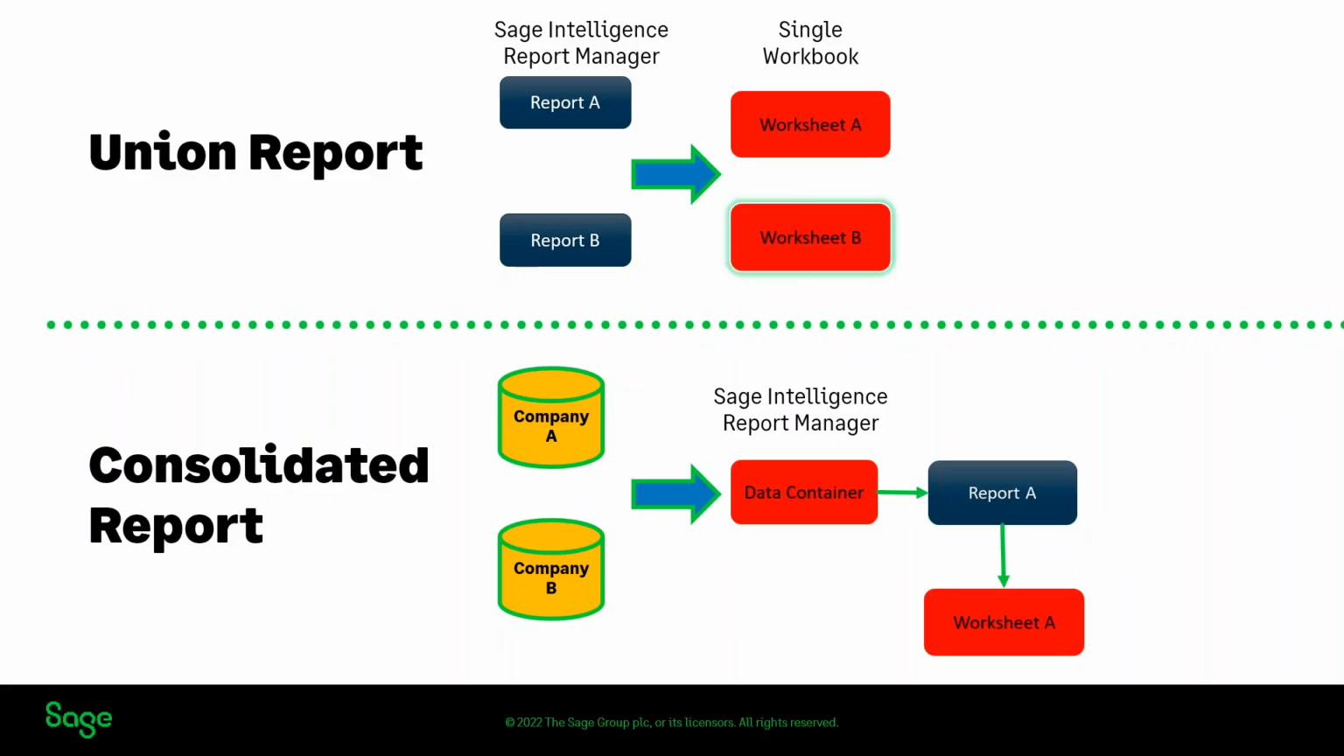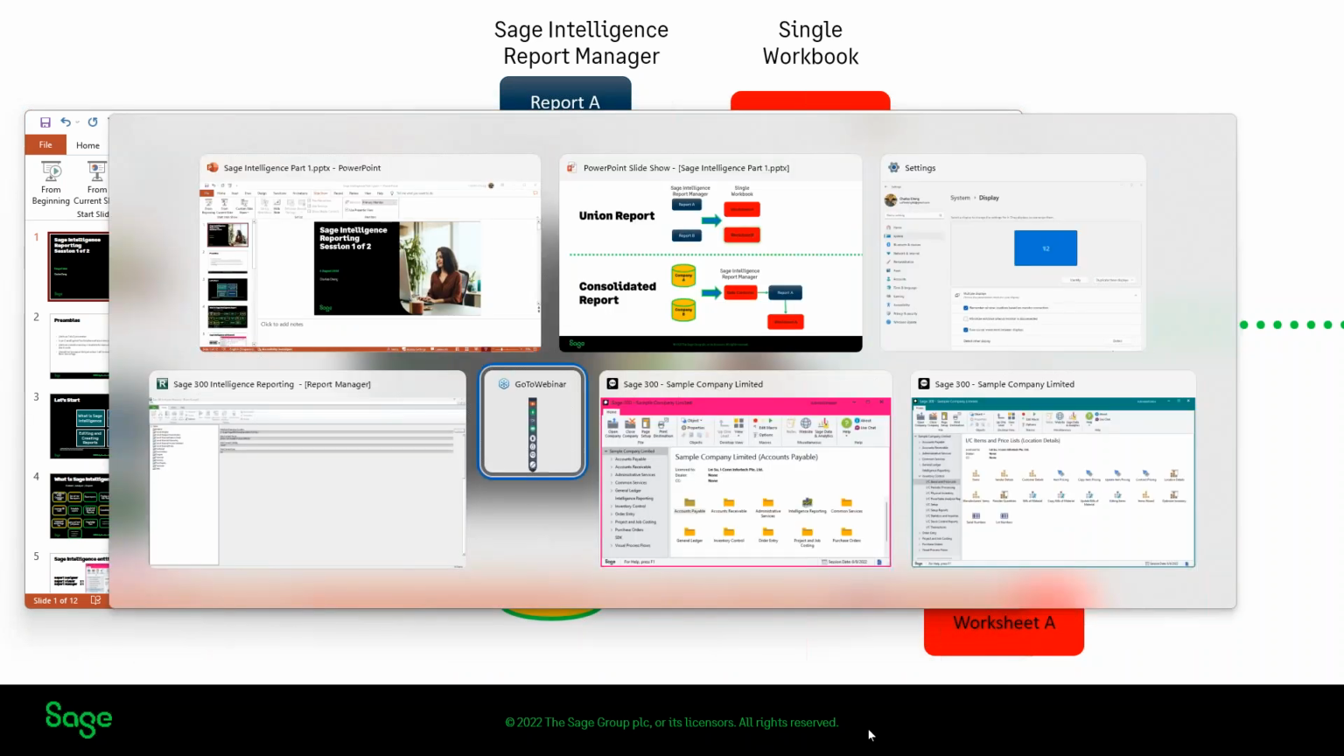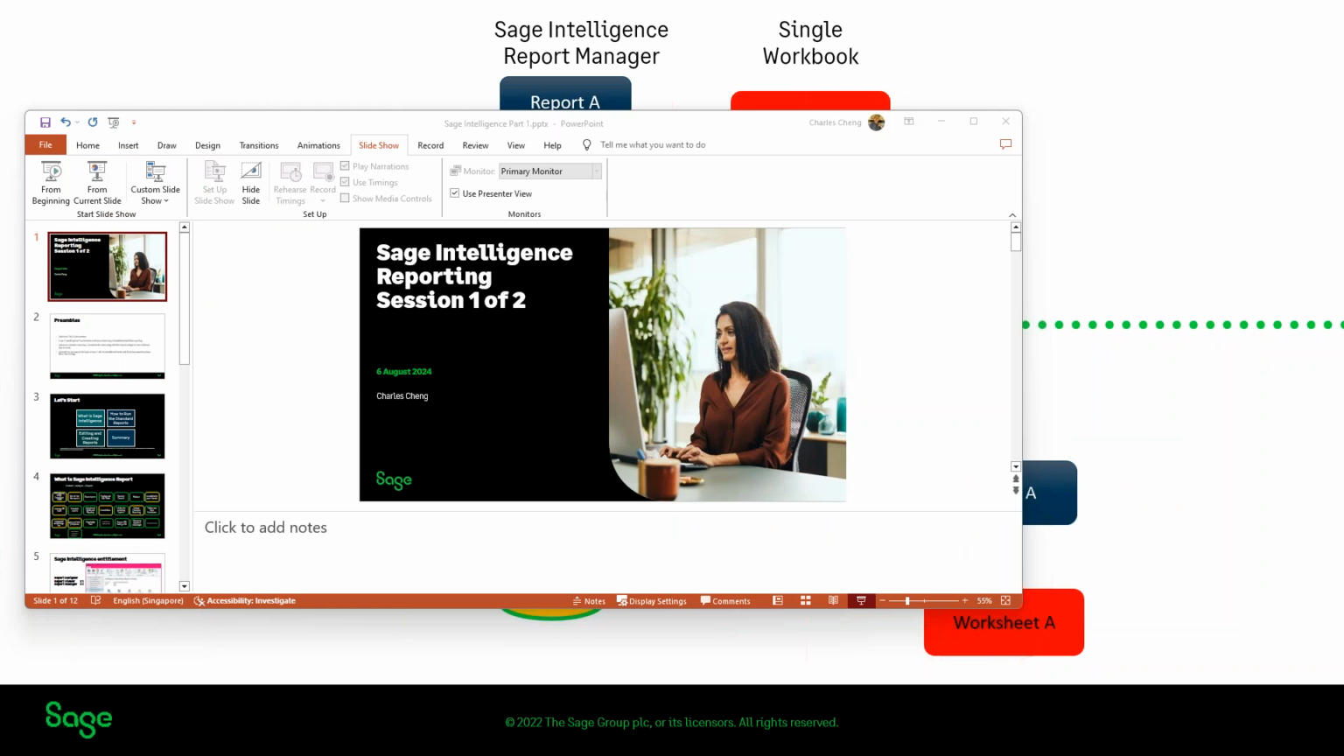All right, so I'm going to toggle out of my PowerPoint, and I'm going to go into my Sage 300.